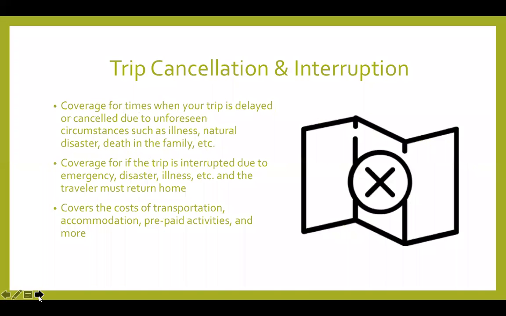Another common type of travel insurance is trip cancellation and interruption. This is coverage for times when your trip is delayed or canceled due to unforeseen circumstances. This could be sudden illness, a natural disaster, a death in the family, weather, any of these types of circumstances. Trip interruption also covers if you have to end your trip and return home before planned due to an emergency or unforeseen circumstance. And this often covers the cost of transportation, accommodation, activities that are prepaid, such as tours and more, depending on the coverage.